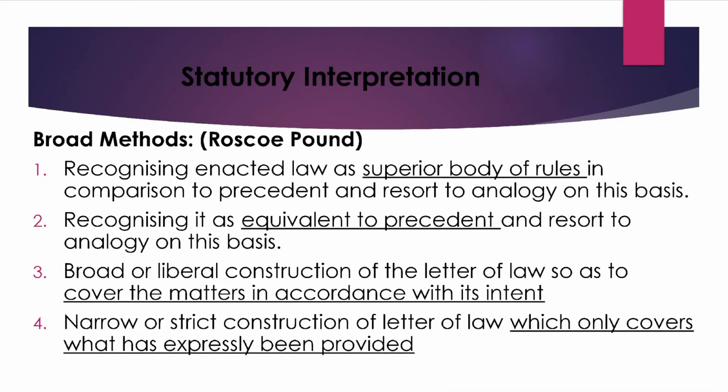Statutory interpretation: broad methods. Roscoe Pound: 1. Recognizing enacted law as a superior body of rules in comparison to precedent, and resort to analogy on this basis. 2. Recognizing it as equivalent to precedent and resort to analogy on this basis. 3. Broad or liberal construction of the letter of law so as to cover the matters in accordance with its intent. 4. Narrow or strict construction of the letter of law which only covers what has expressly been provided.